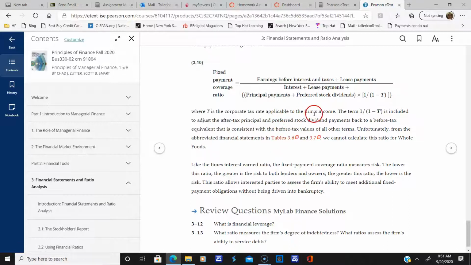So basically, what happened is, because they only gave you the abbreviated financial statements, you can't do this calculation. I wouldn't worry too much about this equation. This is just a little cumbersome, so please don't worry too much about it.